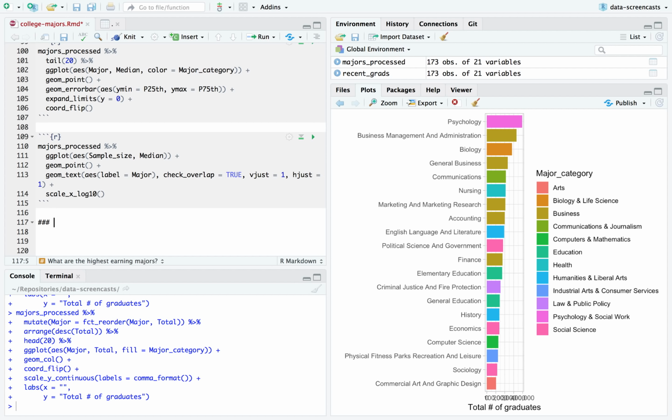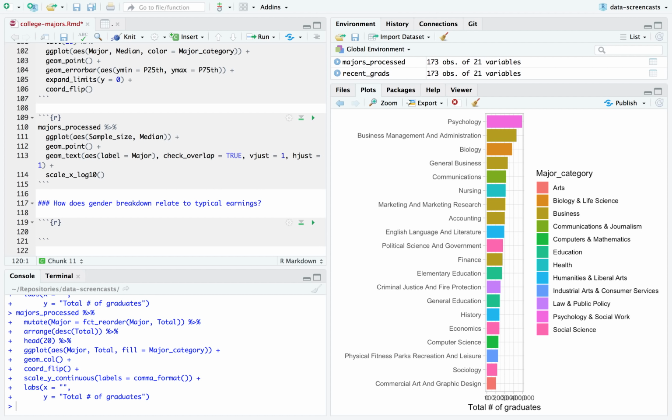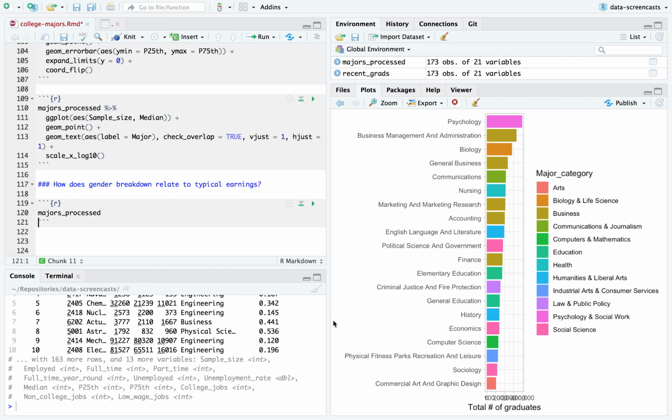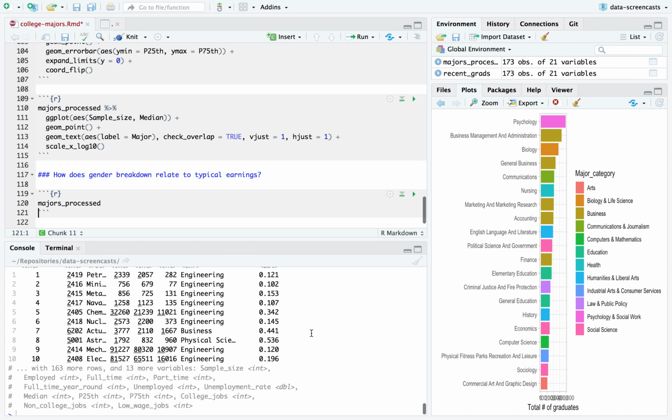So let's say, I know I'm going to want to say, how does gender breakdown relate to typical earnings? Okay. First, we got to know, what is gender breakdown? What is it like? How do majors differ between the number of male and female graduates?